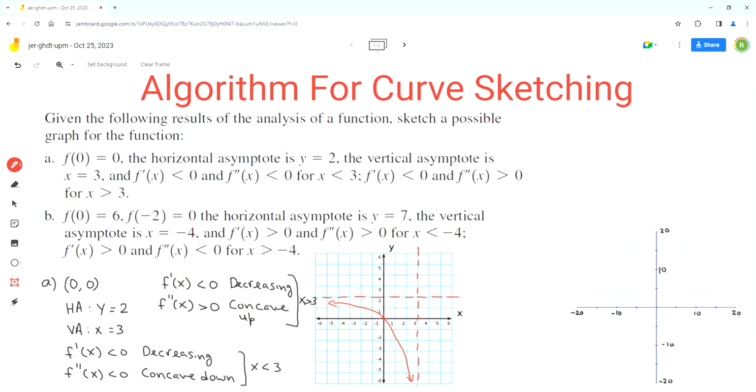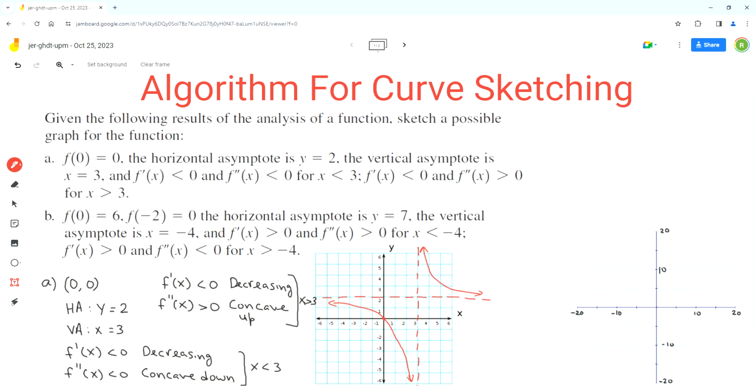Now to the right side of x equals 3, that is to the right side of the vertical asymptote, the function is decreasing and concave up. So now we can sketch this part of the function in the top right quadrant made by the asymptotes. So we can sketch the curve like this. As you can see, this curve is sloping downward from left to right. So that means it's a decreasing curve, and it's concave up because it's making a smiley face. So this should be the sketch of the function in part A.